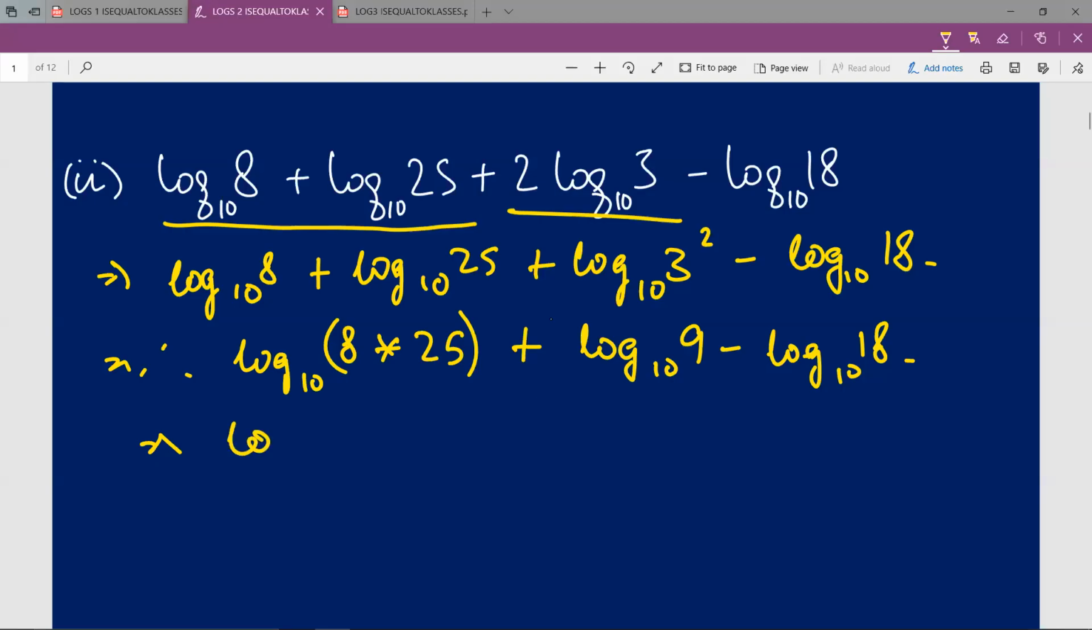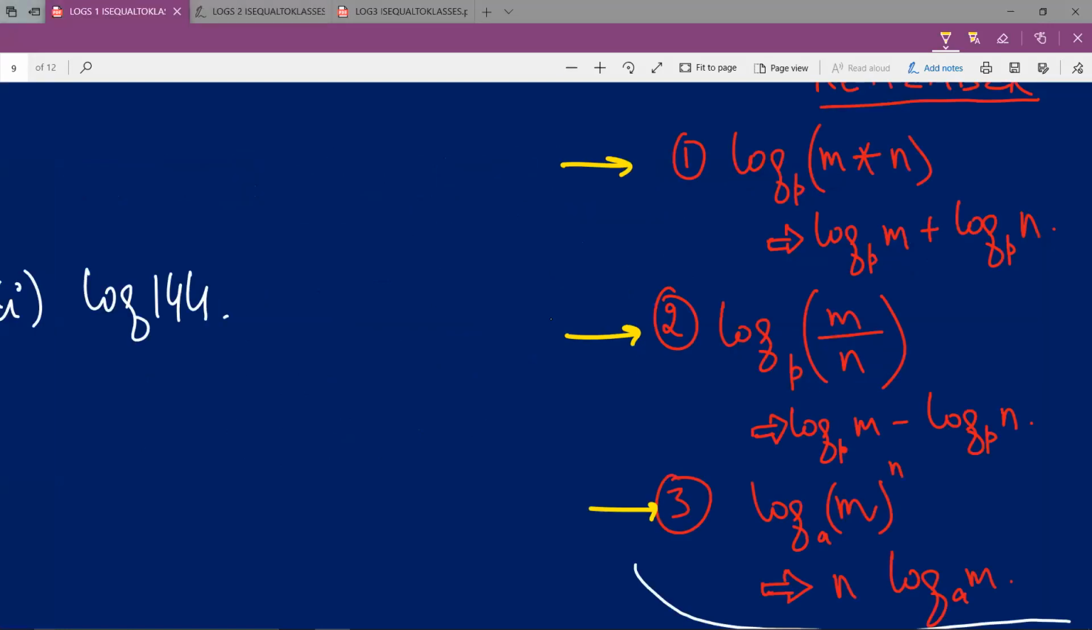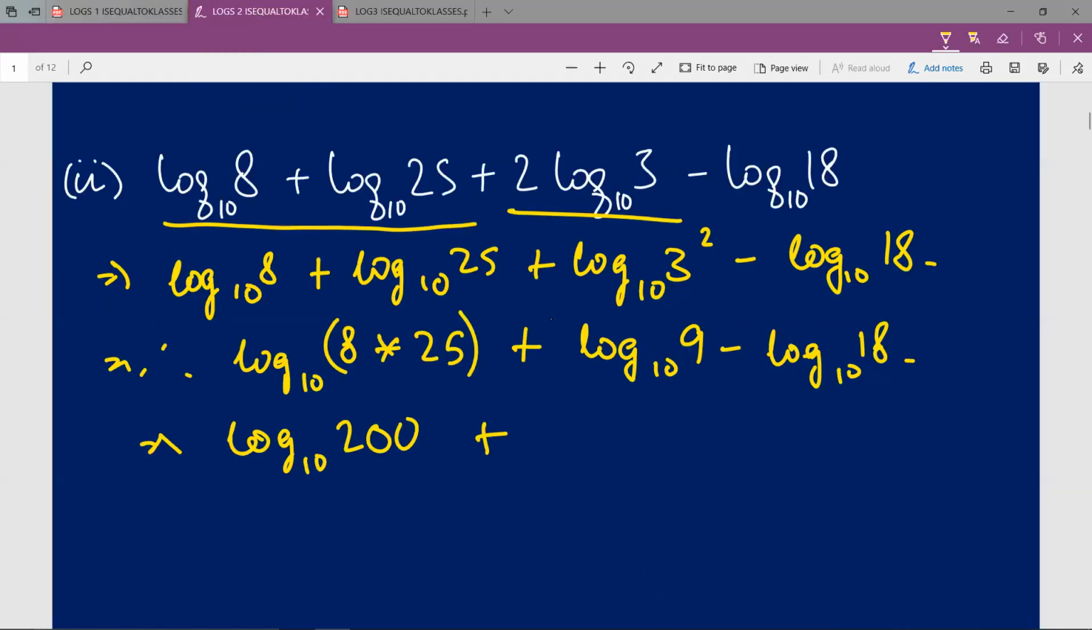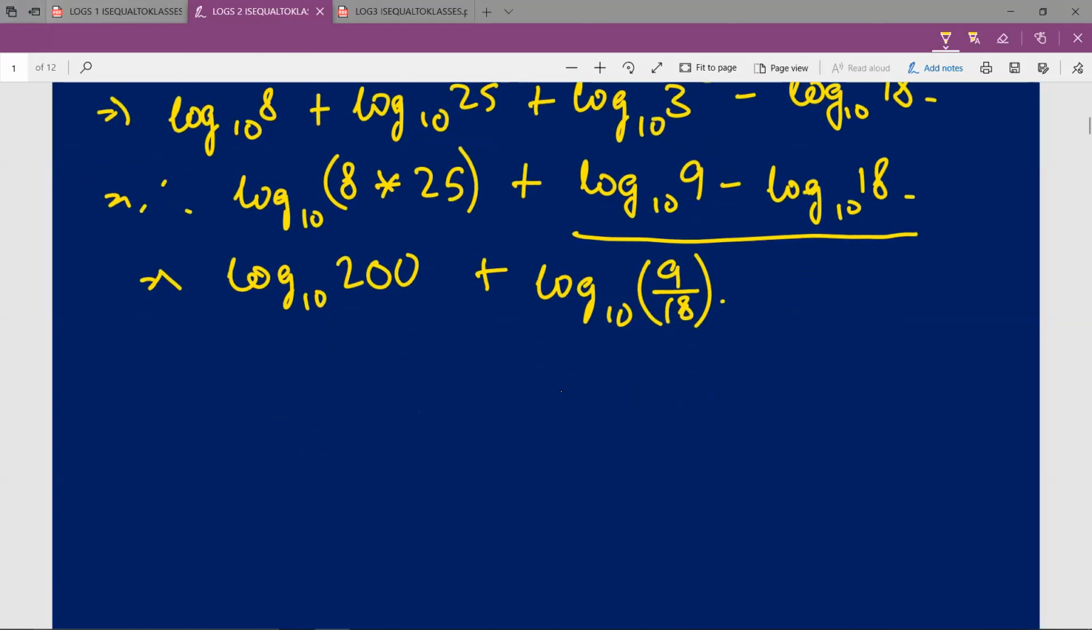So therefore, I could write this as log of 200 to the base 10 plus, according to the second law. This is the second law. So the second law, I'll repeat it again, log of m divided by n to the base p is equal to log of m to the base p minus log of n to the base p. So I'll apply this law in this part of the question. And applying that law, I'll get log of 9 divided by 18 to the base 10. So I'll scroll down a bit.